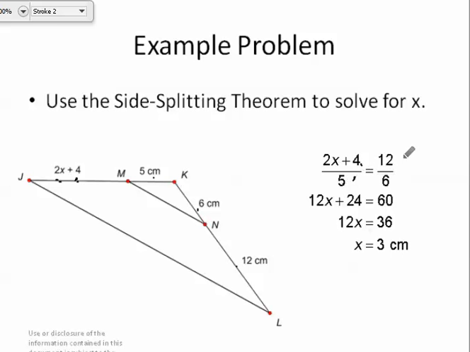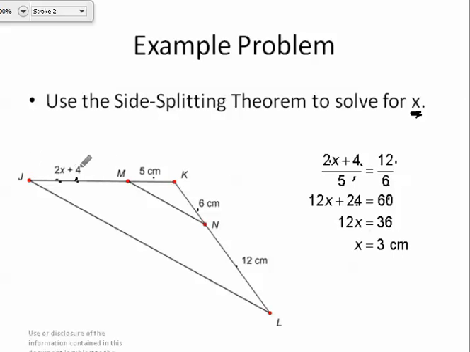Means and extremes. 5 times 12, that's 60. 6 times 2x, that's 12x. 6 times 4, that's 24. Subtract the 24 from both sides. 12x is equal to 36. Divide by 12, x is equal to 3. Woohoo, we found x. That's what we were trying to do, is solve for x.